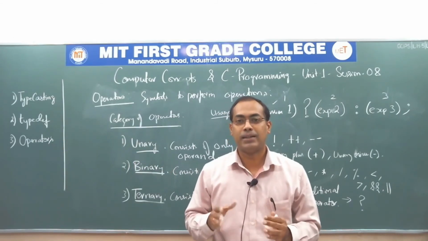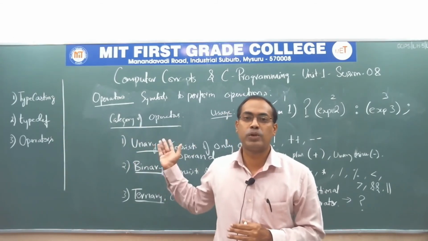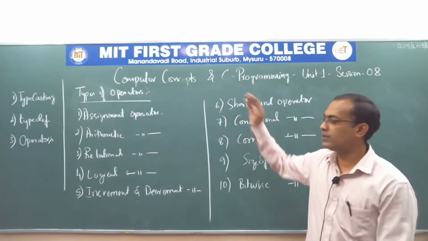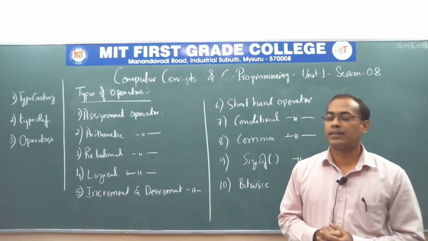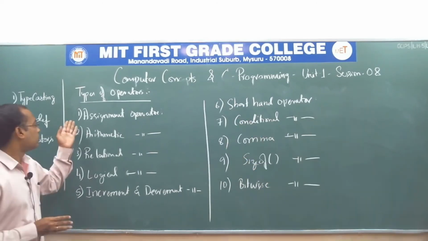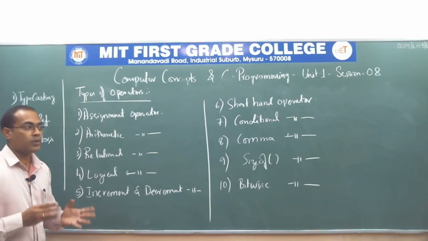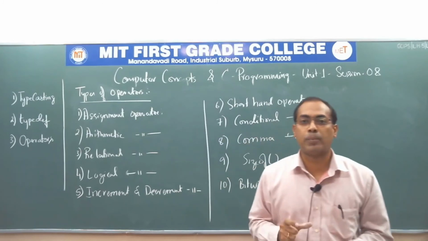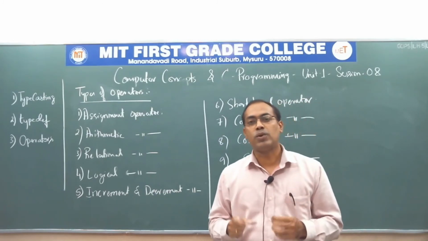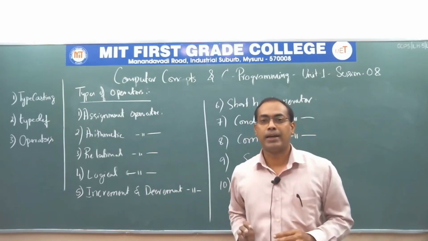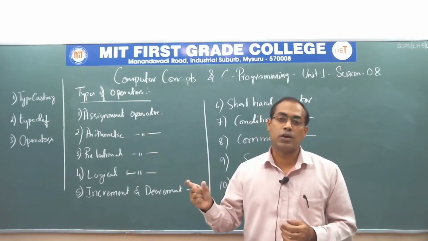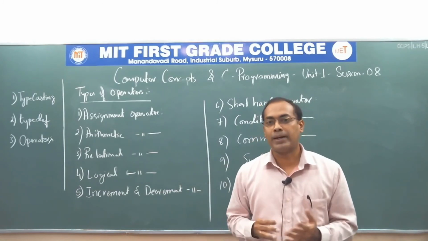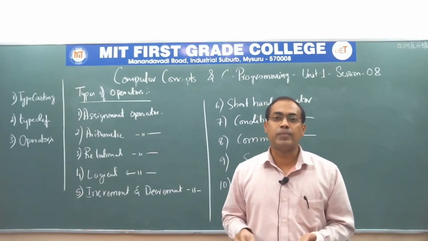Now we'll see the different types of operators supported in the C language. So the very first is the assignment operator. What is this assignment operator? The equal to operator, we call it the assignment operator. This is used to assign the RHS, some variable or expression on the RHS, to the LHS. Then we have the arithmetic operator, which is used to perform arithmetic operations.